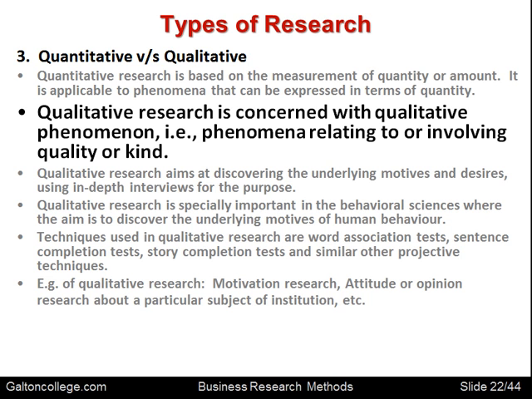Qualitative research is concerned with qualitative phenomena, phenomena relating to or involving quality or kind. So qualitative research may ask people if they prefer something to something else, and how much do they prefer it. Did they prefer it a lot or a little? So it's looking at quality. It's looking at their feelings about particular phenomena. It's not measuring, it's looking at their feelings towards that phenomena.